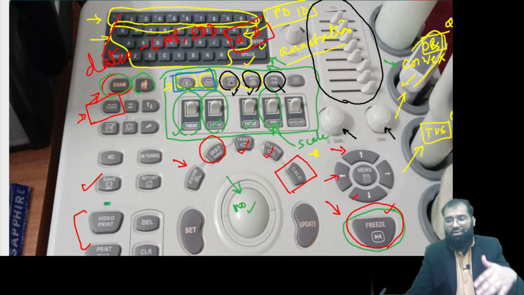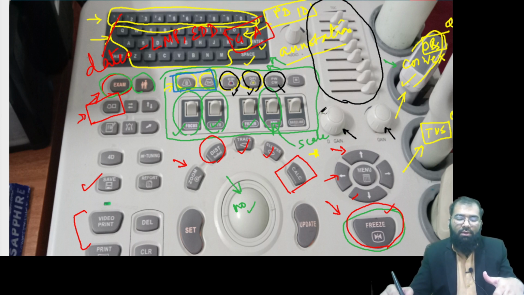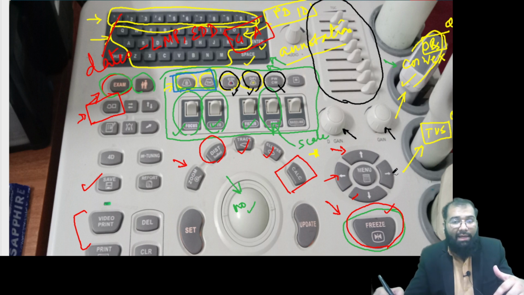So there is a separate session on that. You can go through that lecture, how to image cervix. Okay. So now here, I would like to brief you that there are three important probes, and mostly you have to select which probe to use depending upon the study.